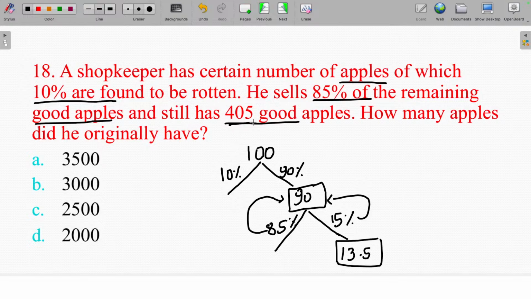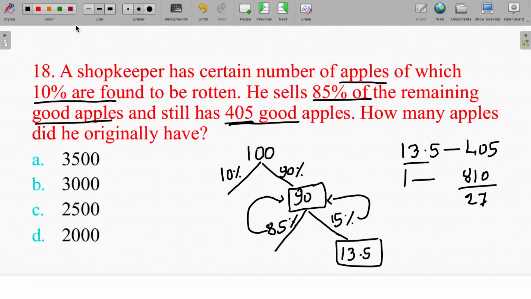But according to the question, you have 405 good apples remaining. That means 13.5 parts is equal to 405. I can write by doubling both. Double of 405 is 810, and double of 13.5 is 27. Can I write that? Yes or no? Yes, sir, I can write like this also.